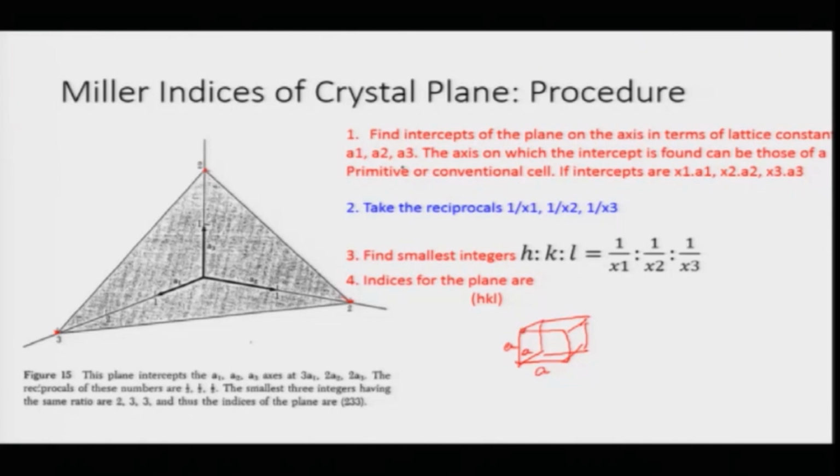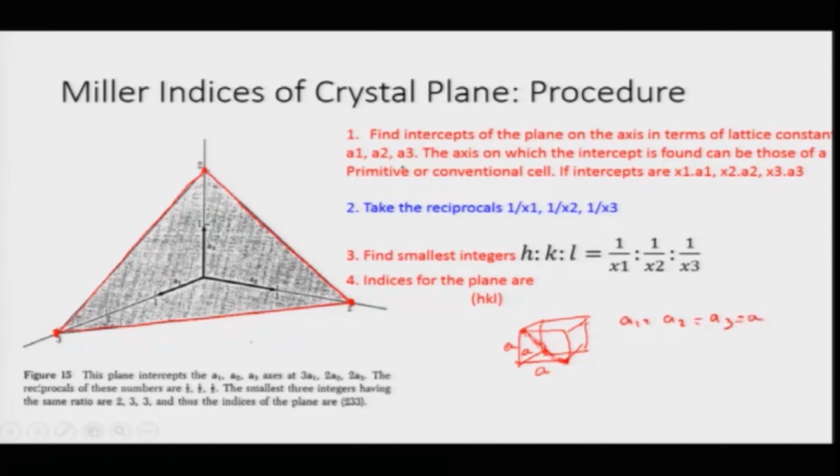And let us talk of a lattice plane, which is this lattice plane of atoms shown here, sitting inside the structure. If A1 equals A2 equals A3, then of course I have a cube.